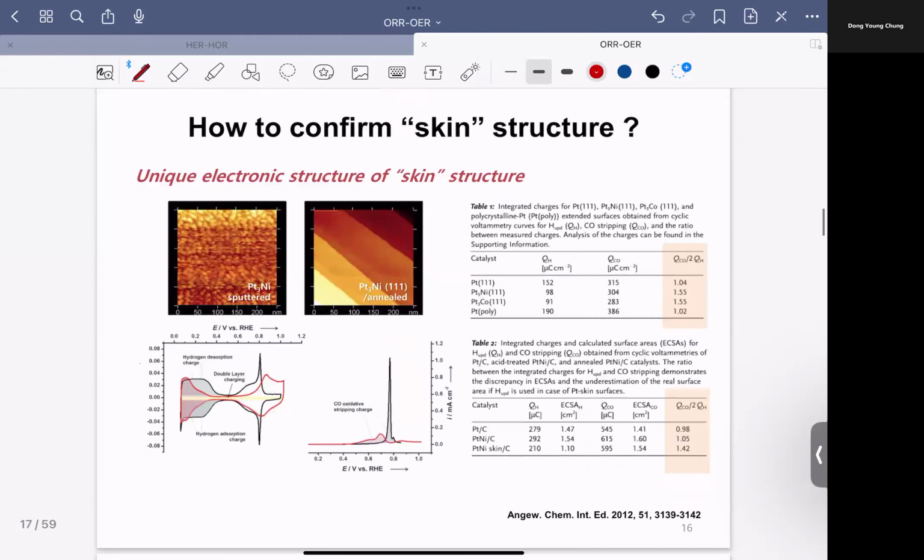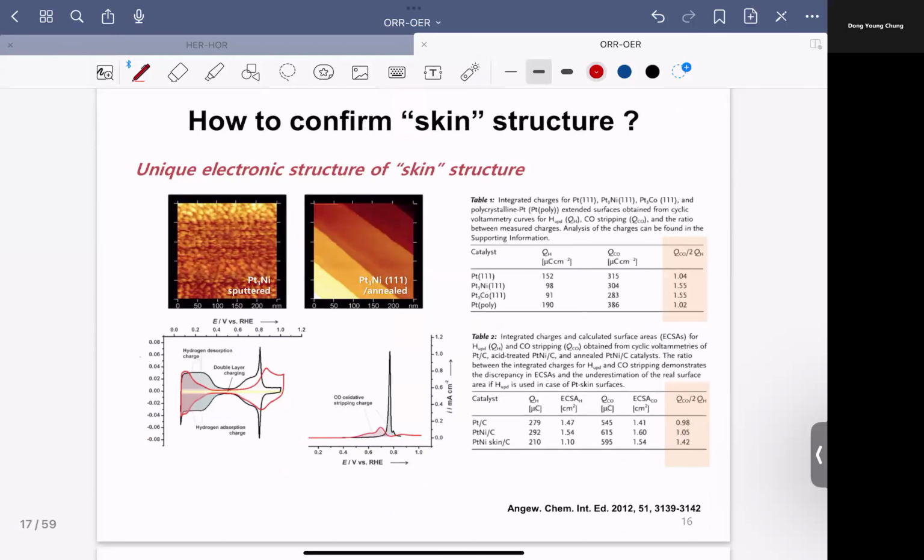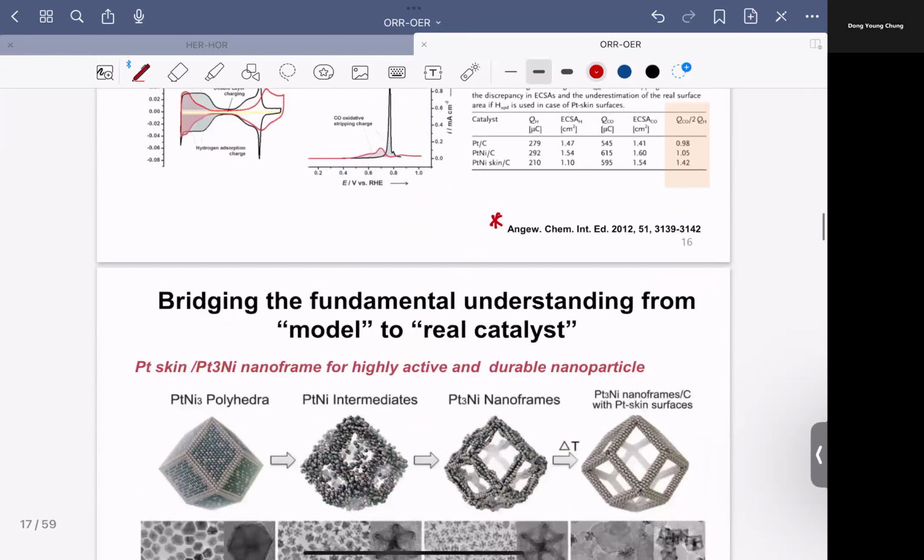And the other question is how to confirm the skin structure. We do not want to do a deep dive because we have not defined what the skin is, but there is an electrochemical method to confirm the smoothing effect. If you're interested in this idea, please check the reference, but we do not want to discuss it in detail here. Anyway, there is a way to confirm the smoothed surface by an electrochemical method.